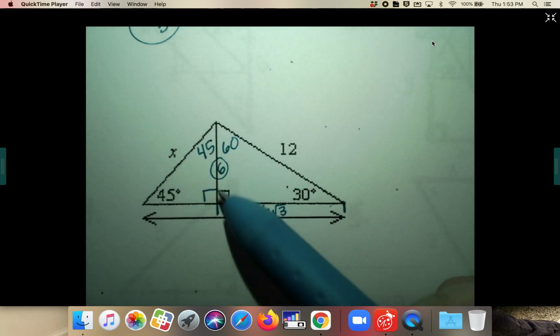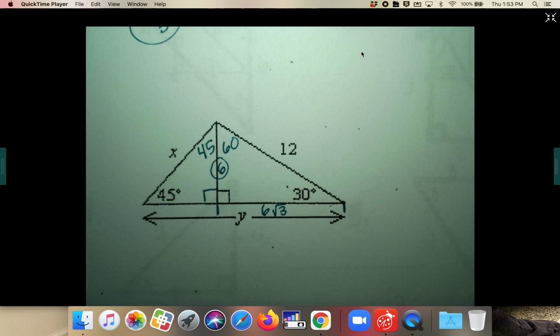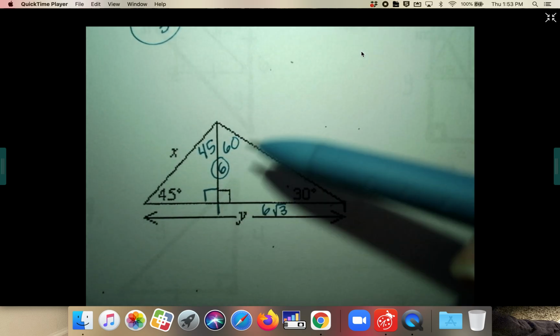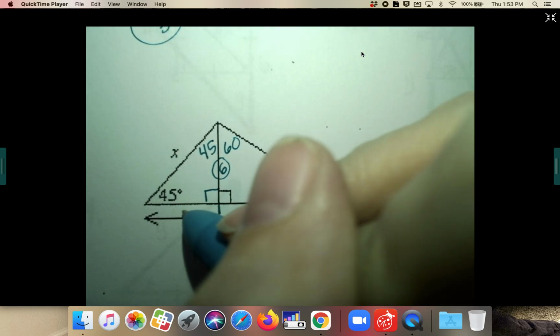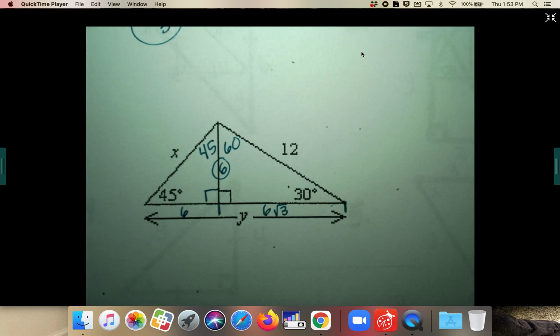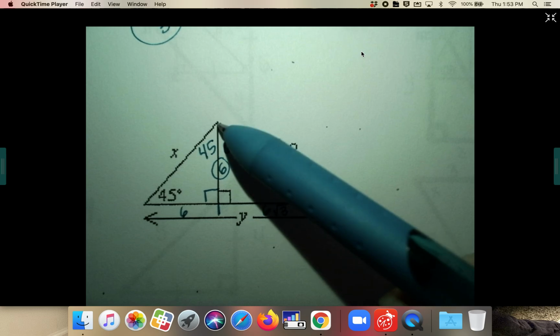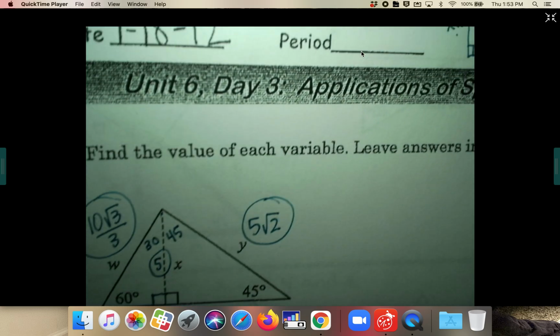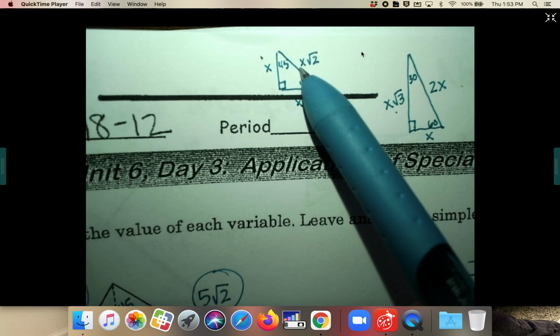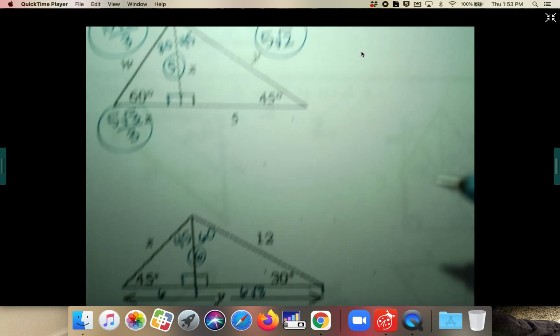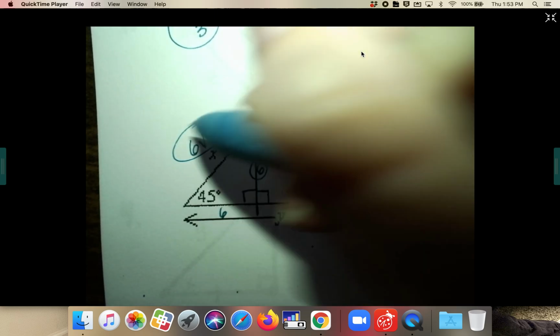All right, in our 45, 45, 90 triangle, we know one of our legs. We know that this one is 6. So this one must also be 6. And the beautiful thing about a 45, 45, 90 triangle is the legs are the same and the hypotenuse is whatever the legs are times the square root of 2. So 6 times the square root of 2 is x.